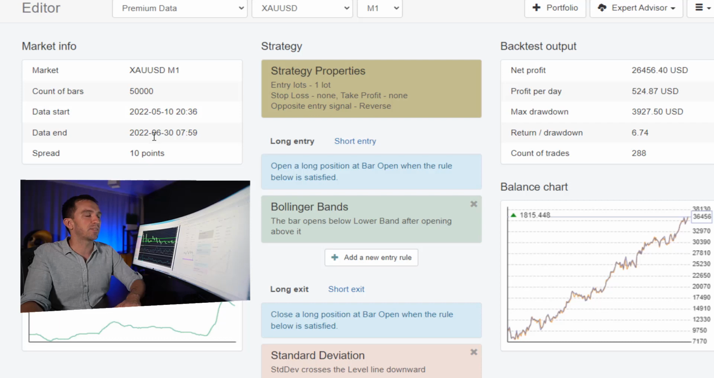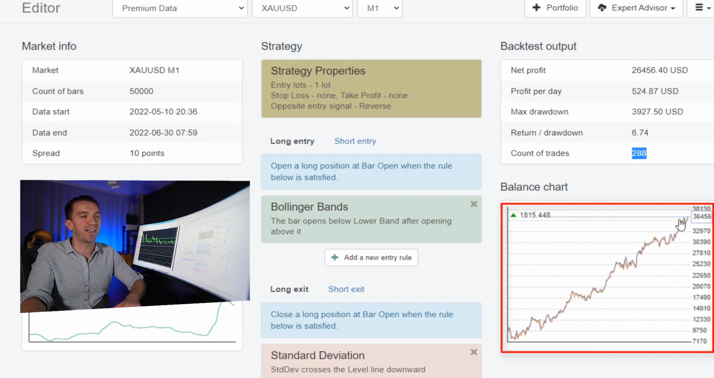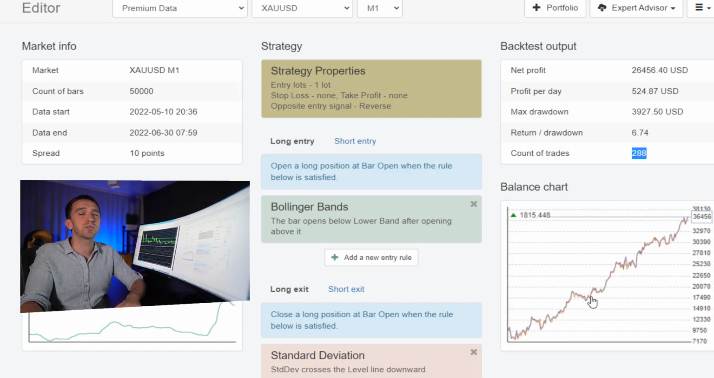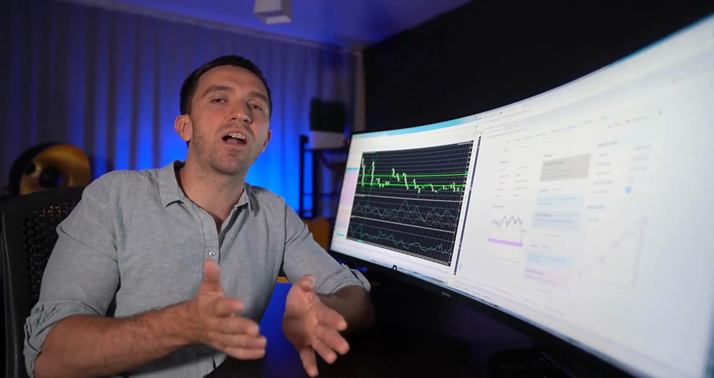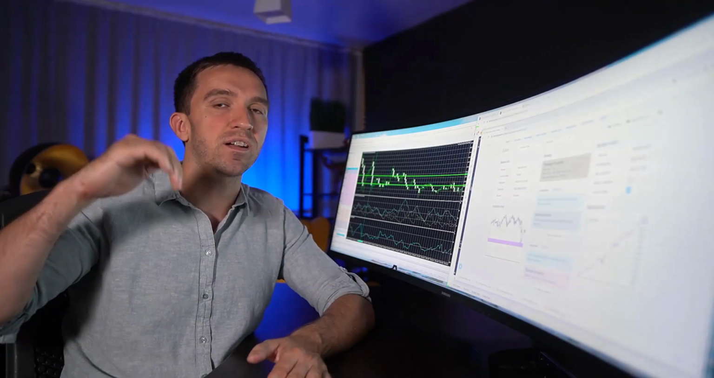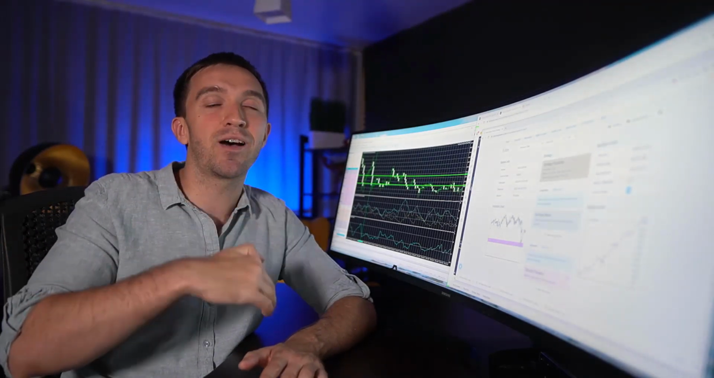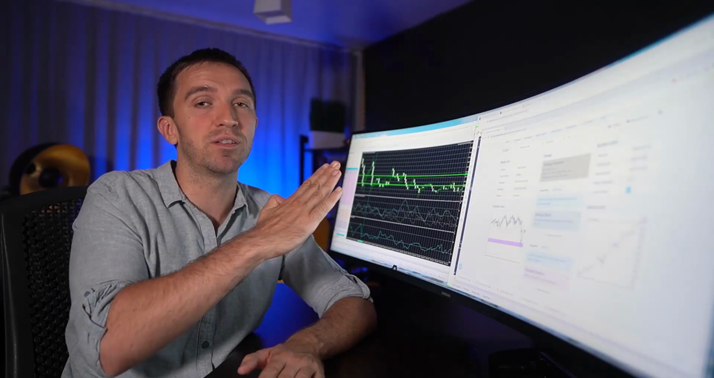And you can see that I'm testing this strategy for the last 1.5 months, or this is 50,000 bars, and I have tested this strategy 288 times. And we have a very steady profit line. There are some declines, but with every strategy there are losing trades. That's why the curve line goes up and down. It's not a straight profitable line.